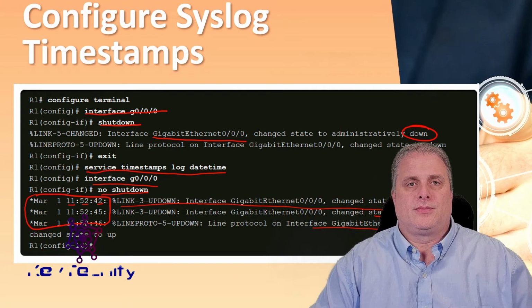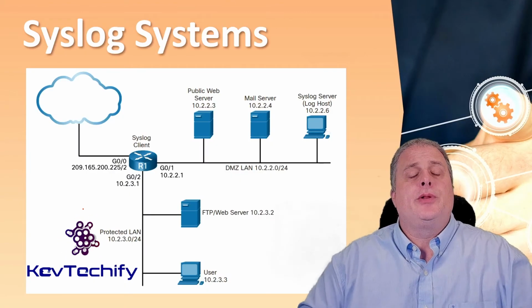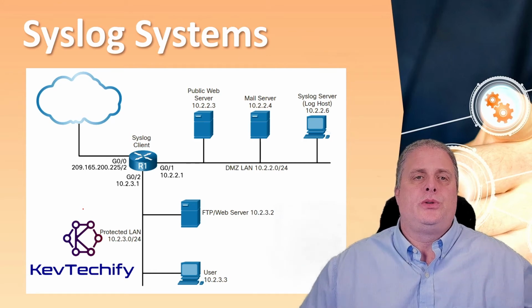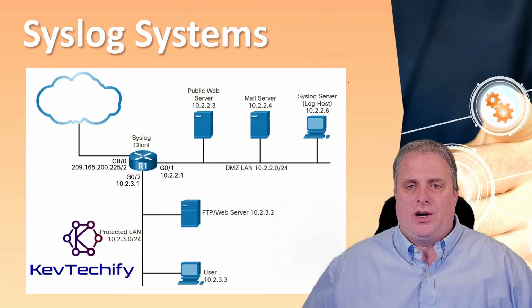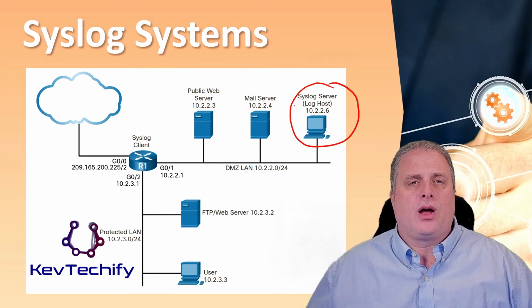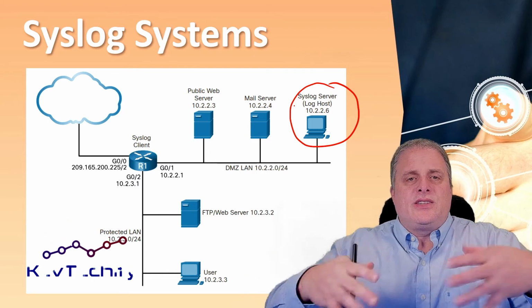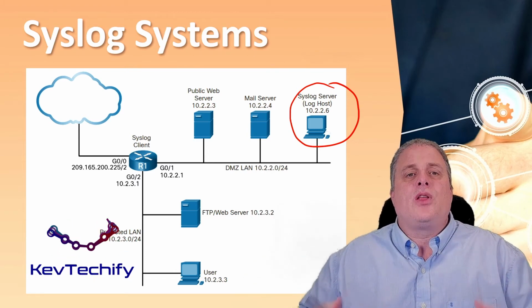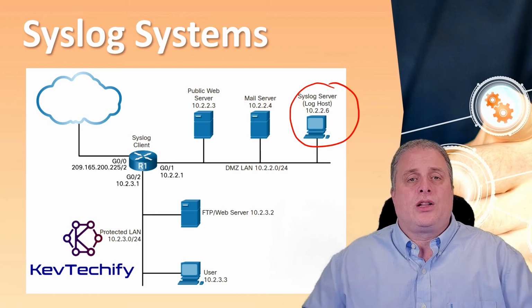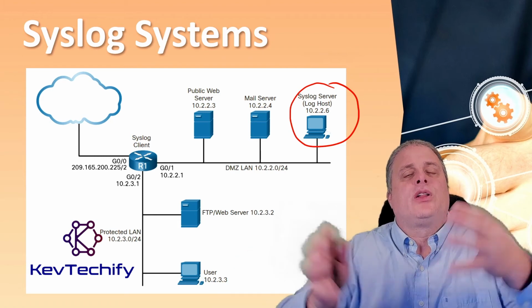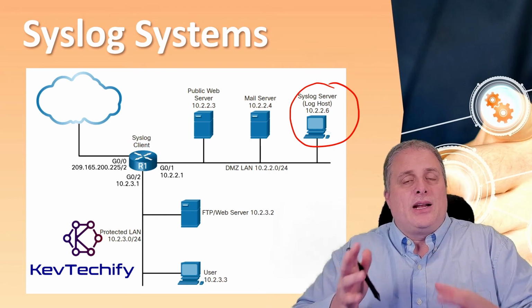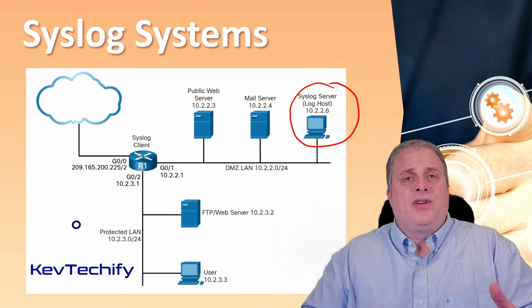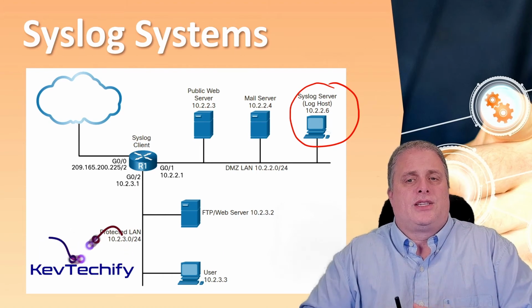Syslog implementations always contain two types of systems. First, we have the Syslog server. Right here in our diagram, we have a Syslog server, or some people call it the log host. These are systems that accept and process log messages from Syslog clients. So this is the central collection point of all that data. Then there's typically some sort of data retrieval for those logs and even a filtering process to go with those logs.